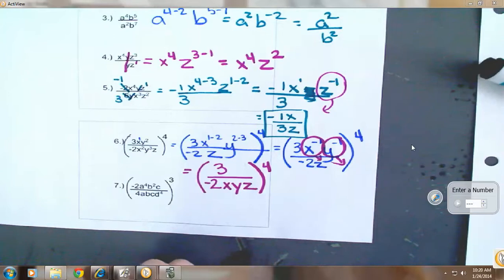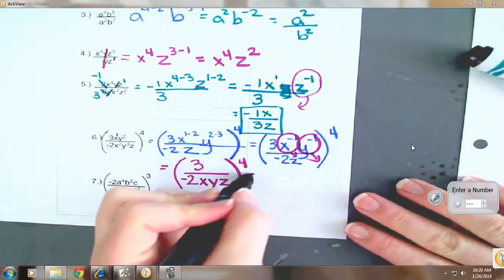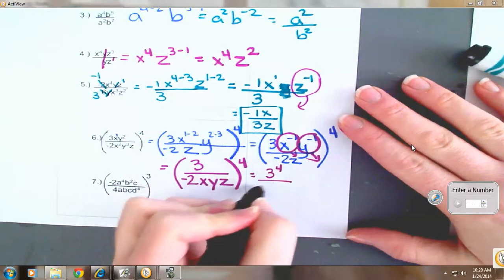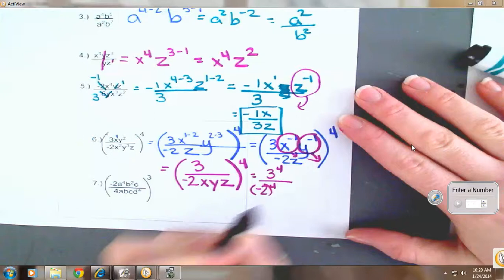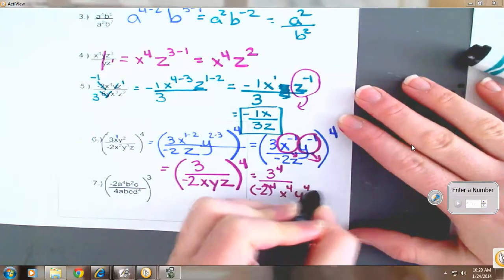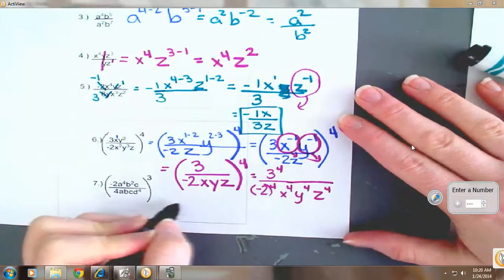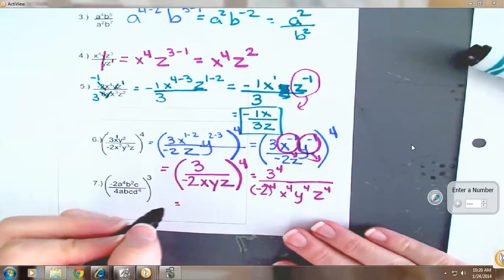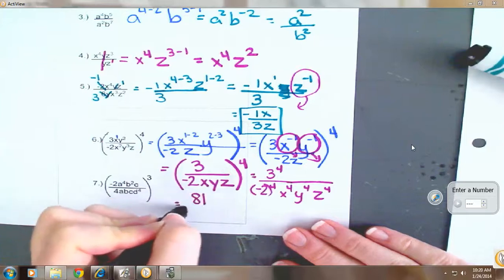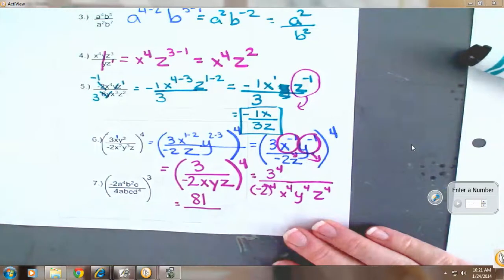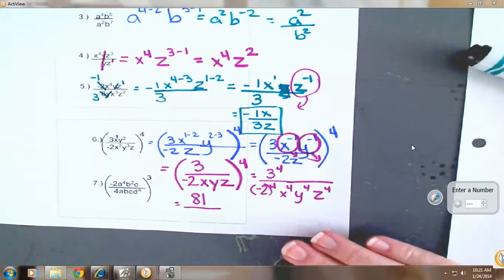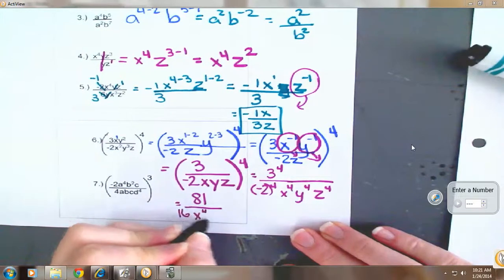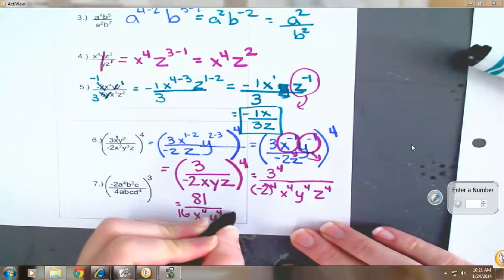Now in our next step, we can take everything to the 4th power, can't we? So we have 3 to the 4th. We have negative 2 to the 4th. X to the 4th. Y to the 4th. Z to the 4th. What is 3 to the 4th power? 81, that's right. Divided by negative 2 to the 4th power. Not negative 16. 16. X to the 4th. Y to the 4th. Z to the 4th.